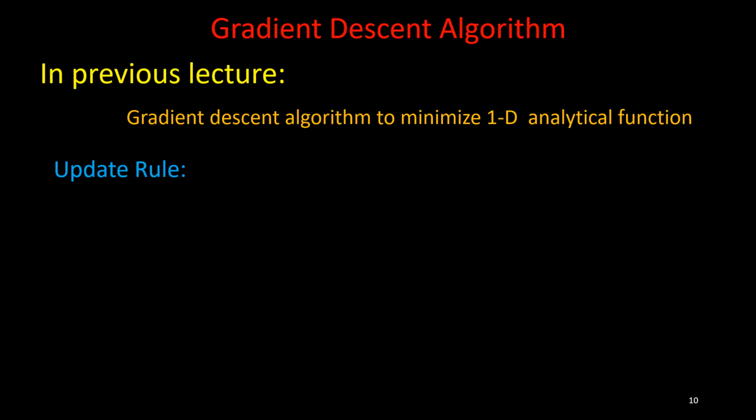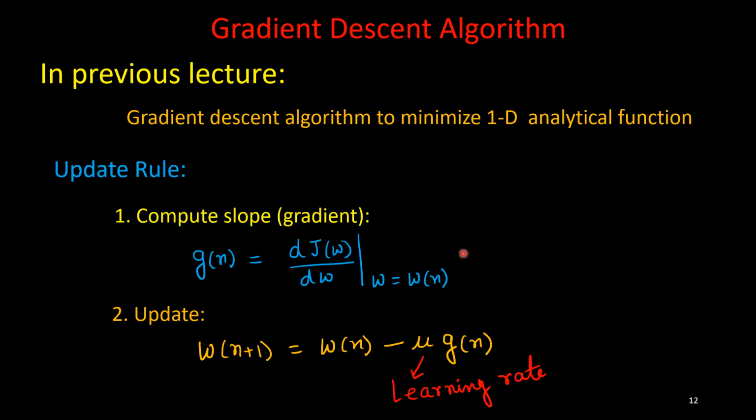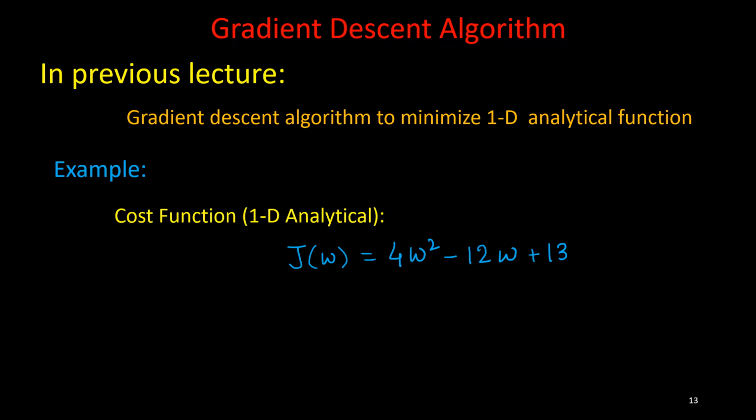So the update rule we have got. For that update rule, first you need to compute the slope or gradient of that cost function. So any cost function, if analytic function is given, for that analytical function, we can get the slope. And then you can update in this way. The Wn plus 1 should be Wn minus mu into Gn, where mu is called learning rate or step size. And in previous lecture, we have considered this analytical cost function.